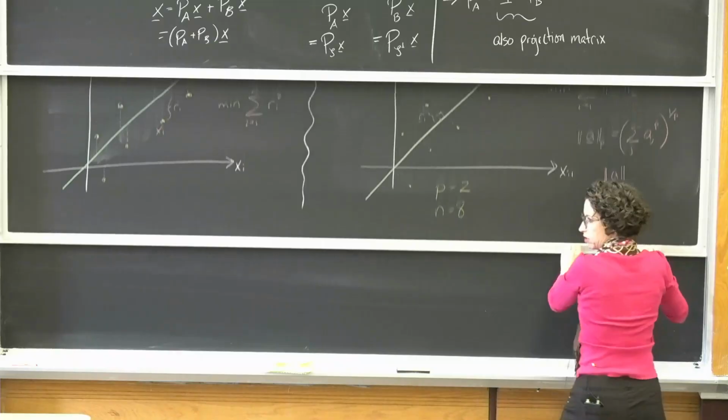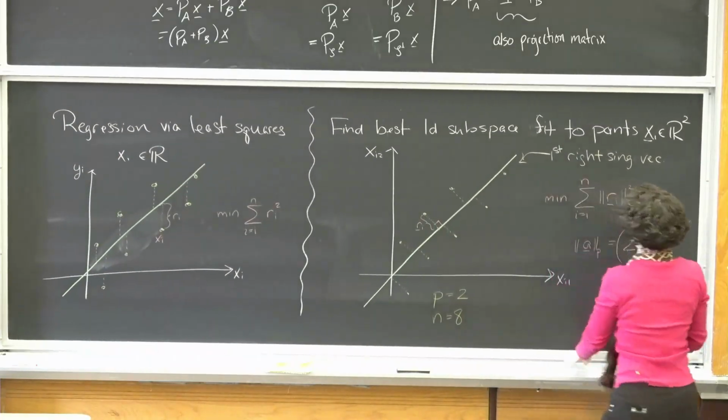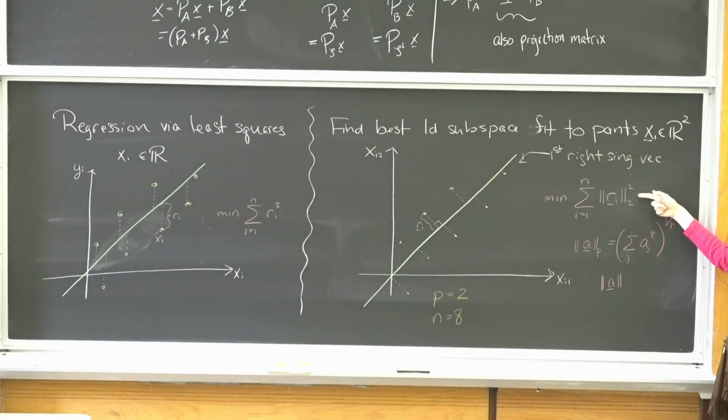So the question was about this board, and you said, why can't I think about this as the norm of the residual squared? But that is what I meant.